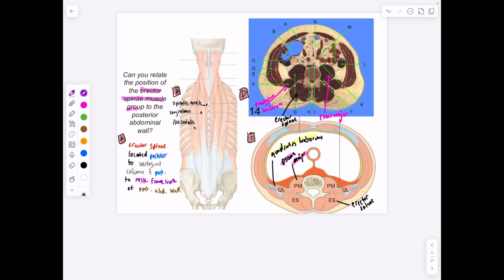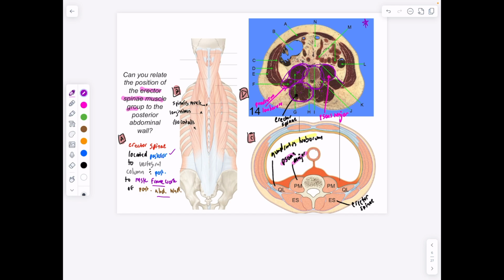Then we also had these nice cross sections given to us, specifically so we could see the location of the psoas majors. Again, we're looking at posterior abdominal wall, right? So this whole region. And we can see psoas major right here, quadratus lumborum, and then we also have the erector spinae muscle, which we learned about in semester 1. And so the erector spinae muscle are located posterior to the vertebral column, right? You can see it here, vertebral column, it's posterior to it, and posterior to the musculoskeletal framework of the posterior abdominal wall, right, which is this. So basically, erector spinae are in the back.